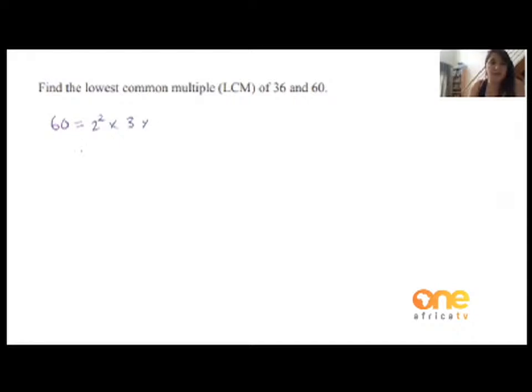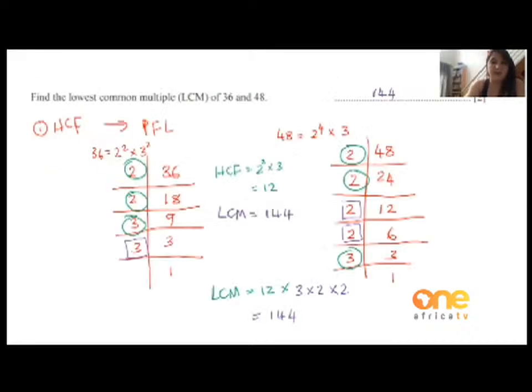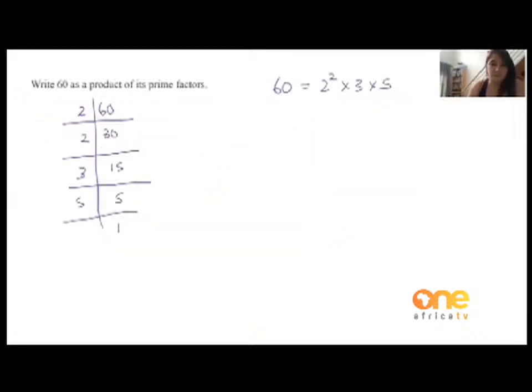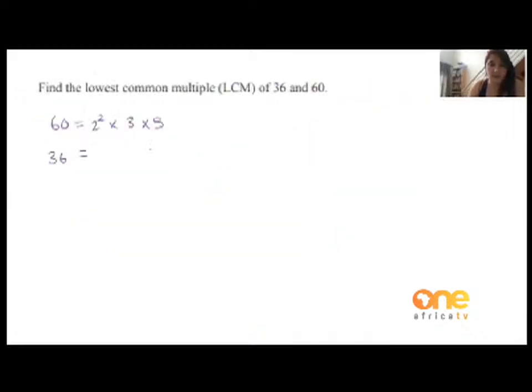We've said that 36 is what? Let's go back and look. 36 is 2 squared times 3 squared. Now, if we have already been given our prime factorization, let's see if we can find LCM now. Well, the first step in finding LCM we know is to find HCF. So what is going to be common in these factors? Well, the 2 squareds are common and one of the 3's is common. And so I will know that HCF is equal to 2 squared times 3, which is 12.